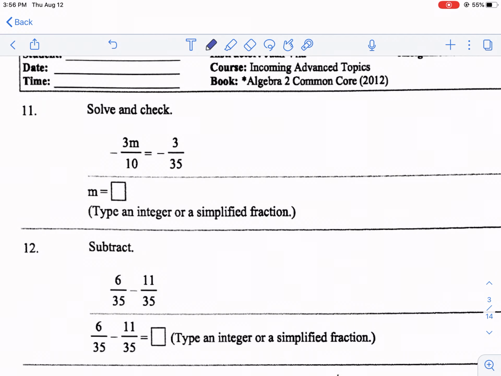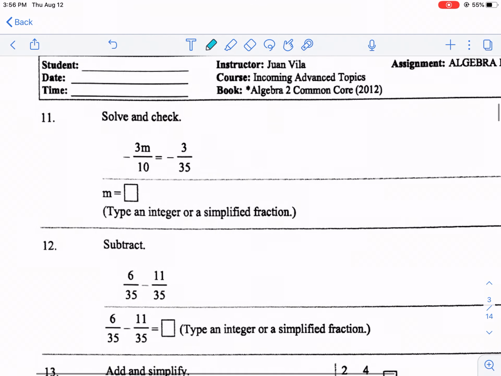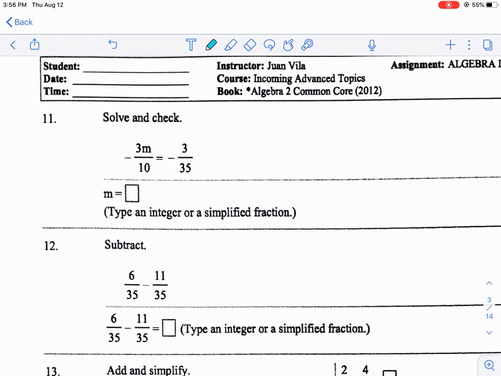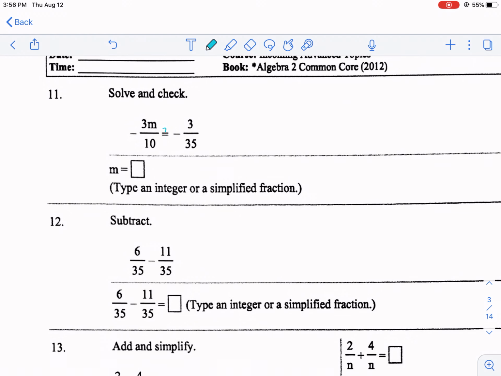Okay, moving on to the third page. I think there's 14 pages in total. So you definitely don't need to watch this whole video. Right now I'm going over kind of more basic things. But we're going to do the same thing here.